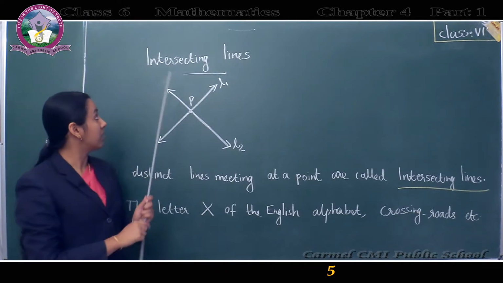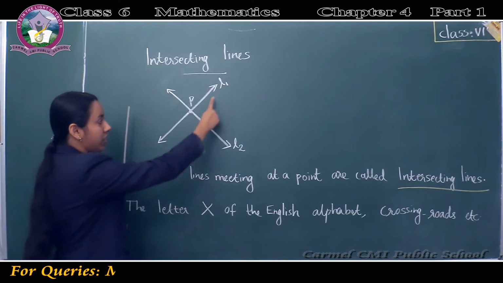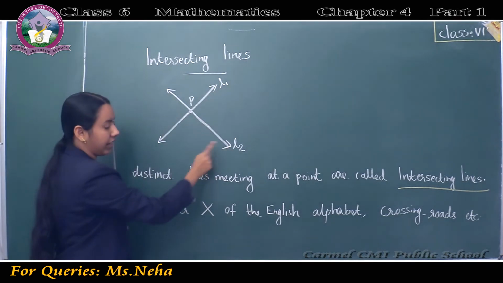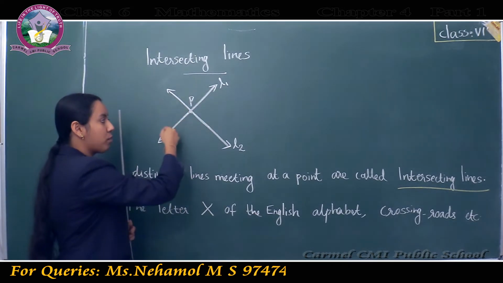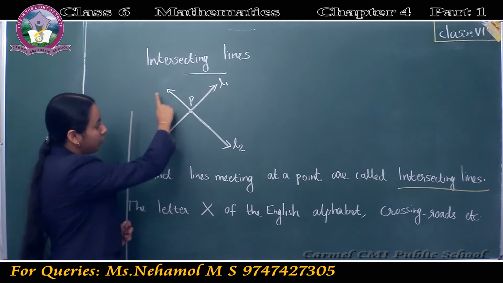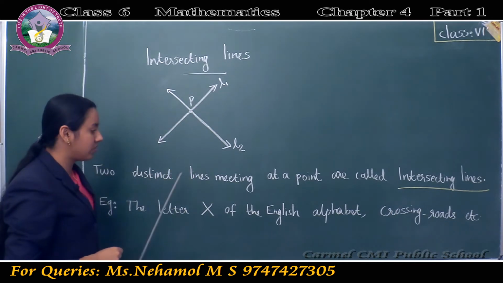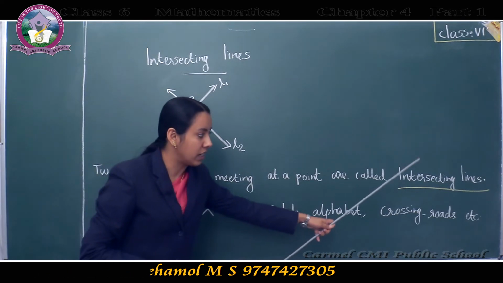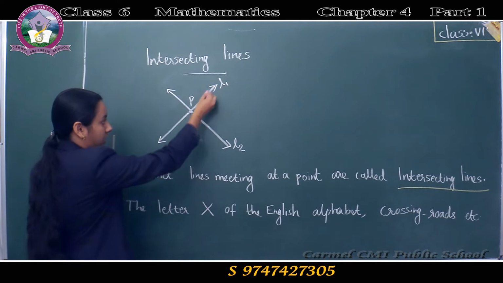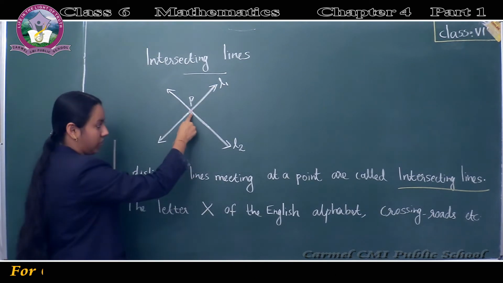Next topic is intersecting lines. 2 lines are given here, line L1 and line L2. If 2 lines have a common meeting point, the 2 lines are known as intersecting lines. 2 distinct lines meeting at a point are called intersecting lines. Lines L1 and L2 meet at a common point, that is P.